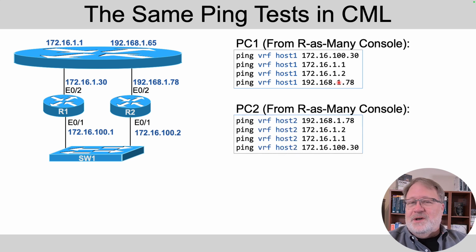And if you wanted to do it and act like you're at host 2 or PC2, ping VRF host 2, and then the same IP addresses. Those are the same IP addresses in the same order we saw. So let me do a demo of that just to let you see it in action.